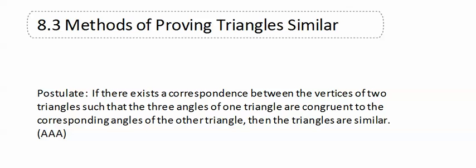The first postulate is, if there exists a correspondence between the vertices of two triangles such that the three angles of one triangle are congruent to the corresponding angles of the other triangle, then the triangles are similar. So in this postulate, you must prove that all three angles are indeed congruent. That will prove then that the triangles are similar.